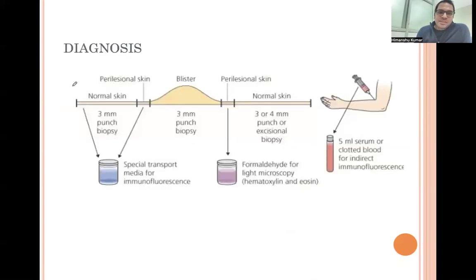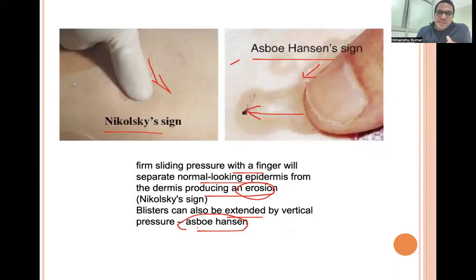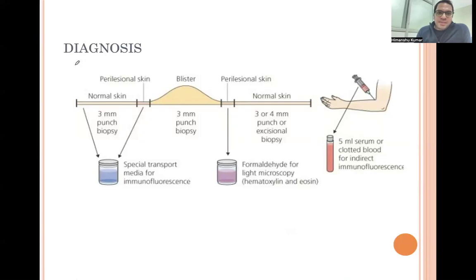Now, we have discussed clinical features. We discussed the signs we can do for pemphigus. Now we're coming to finally confirming our diagnosis. So to diagnose, we do what is called a skin biopsy. Now, the first skin biopsy we do is from the blister. So we take the whole blister, and the second biopsy we do is from the perilesional skin, so from around the blister. This biopsy we send for immunofluorescence, and the second biopsy we send for H&E staining.